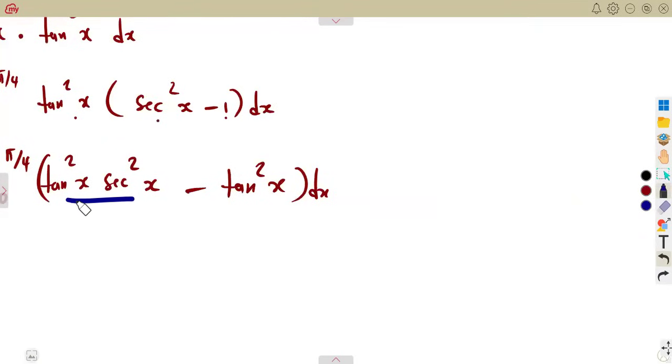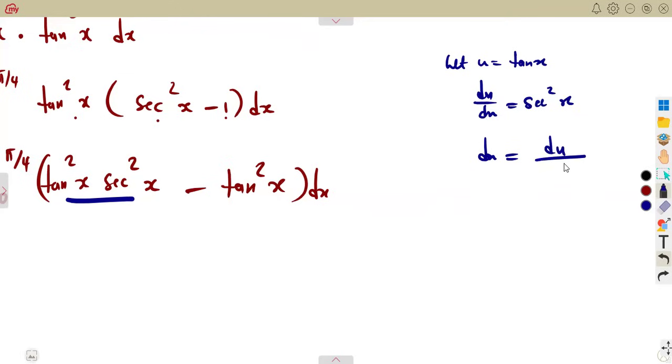What can we choose to be our u? If you consider there, you must cancel something, a sec squared. So you can just let u be tan x, so that the derivative of u with respect to x is sec squared x. Making dx the subject, cross multiply, then divide: dx is going to be du over sec squared x.